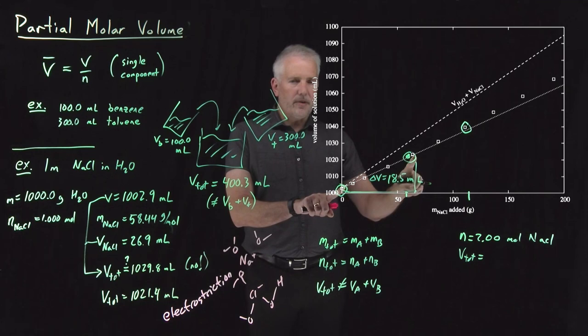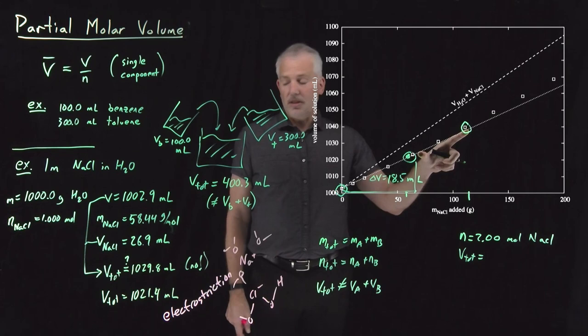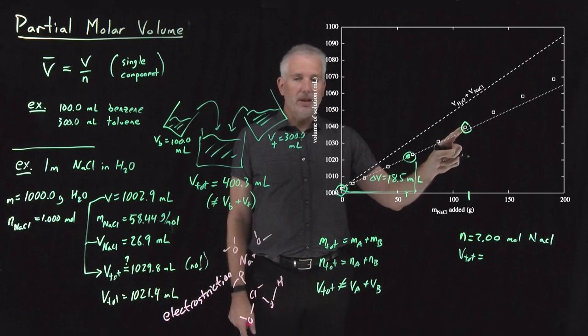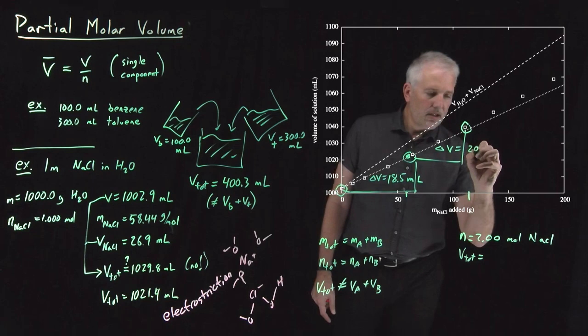You might expect that if I add my second mole of sodium chloride, I'm going to increase the volume by another 18.5 milliliters, not the 26.9 that I'd expect if volumes were additive, but the second mole might contribute the same amount as the first. But that's actually not what happens. When I add my second mole of sodium chloride, the change in the volume turns out to be a little larger. I increase the volume of the solution by 20.5 milliliters.